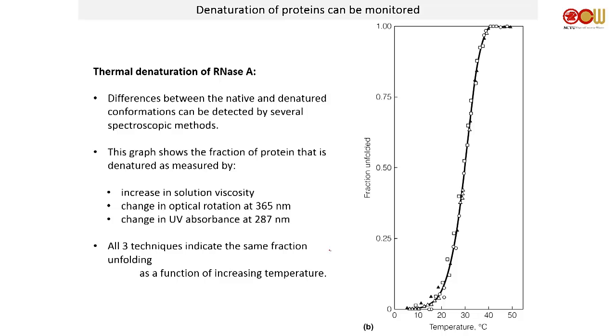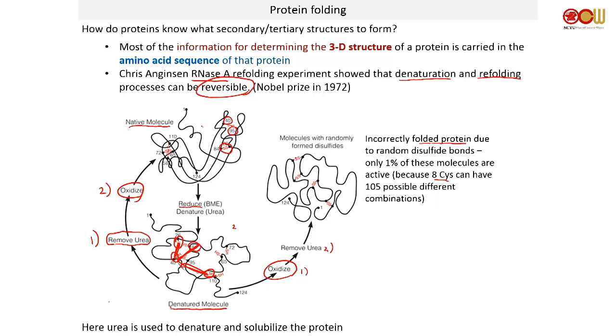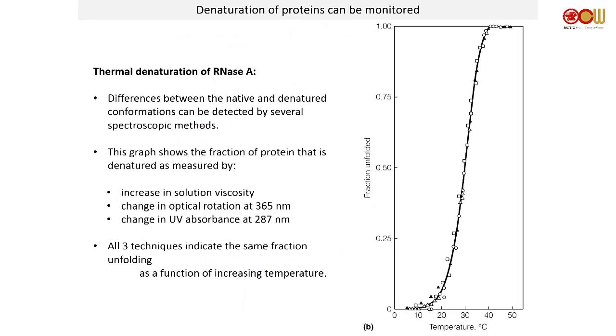Okay, denaturation of proteins can actually be monitored. They had to know, right? How do you know if it's folded? How do you know it's unfolded? So there are some things that we can do.